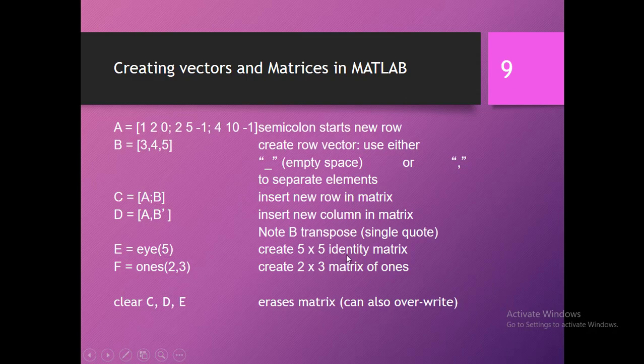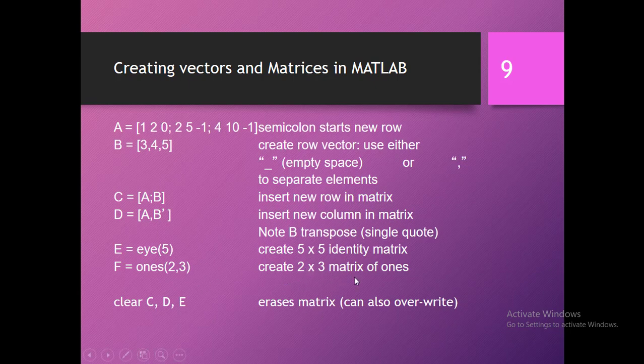We can create an identity matrix, 4 by 4 identity matrix, 3 by 3 identity matrix, or 5 by 5 identity matrix. Simply we can say E equal I. So I means it's a function which creates an identity matrix. And here inside the parentheses we specify the number of elements. So is it a 3 by 3 or 2 by 2 or 5 by 5 or 10 by 10?